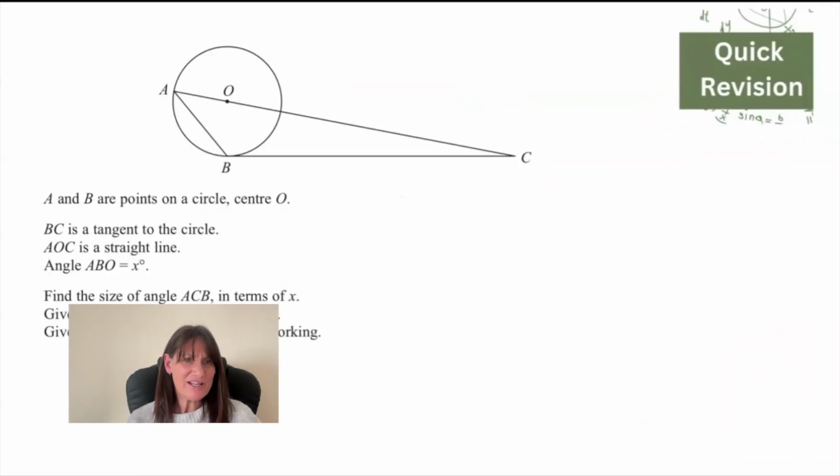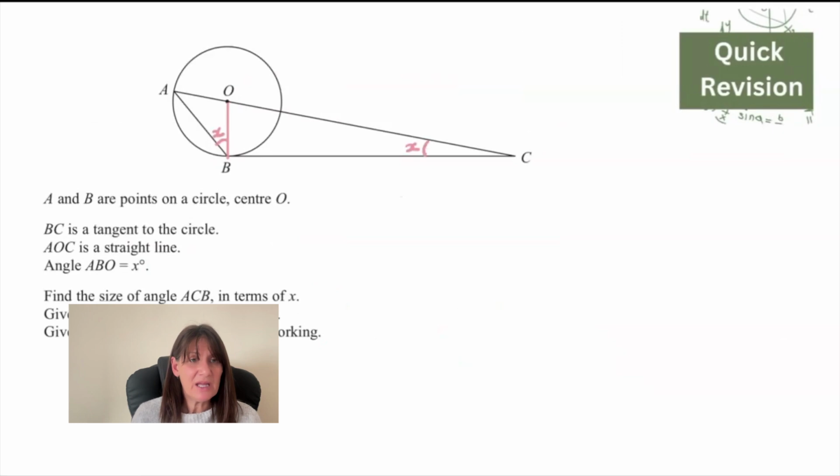Okay, so this is quite a big circle theorem question because we don't have any numbers. We also are being told that we have to give reasons for each stage of our working. The first piece of information that we've been given is that angle ABO is equal to x. So we need to get that marked on the diagram. We're being asked to find ACB in terms of x.